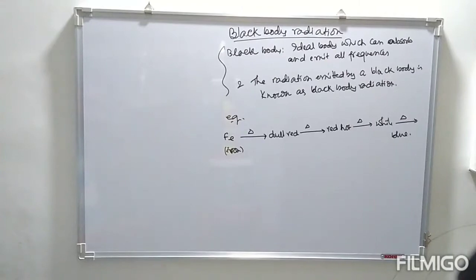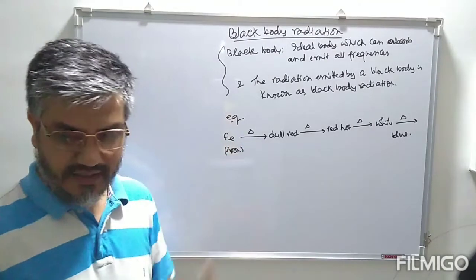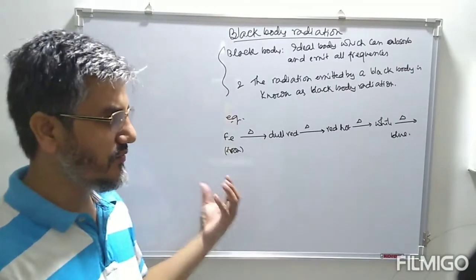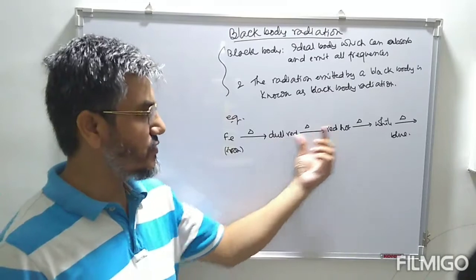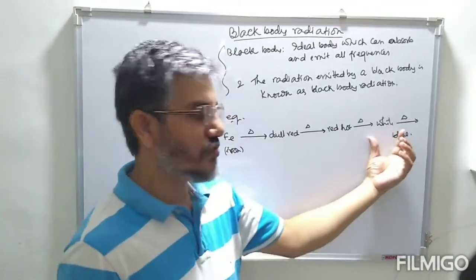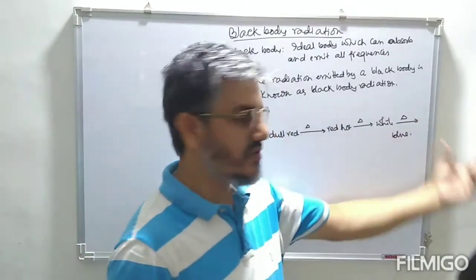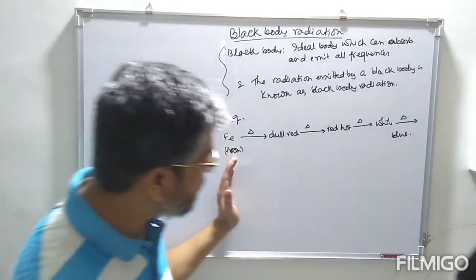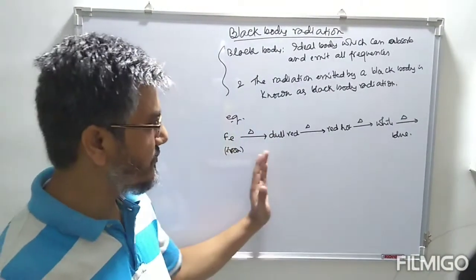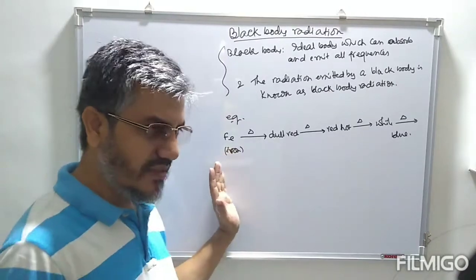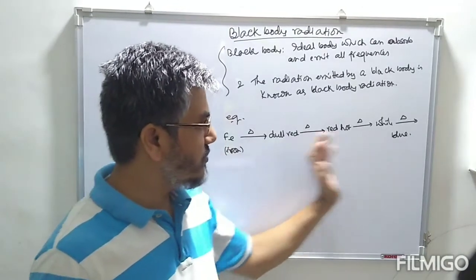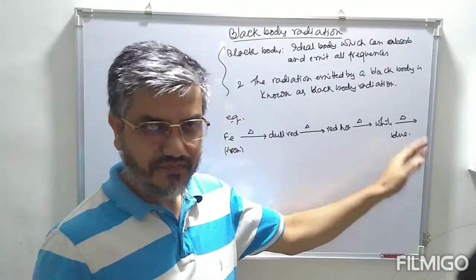That means we have the same substance, iron, which we keep on heating at various temperatures. First, it changes to dull red, then to intense red. On heating to a higher temperature, it changes to white color. On heating again, it changes to blue color. So, in terms of frequency, as the temperature increases, the frequency is moving from low frequency to high frequency.